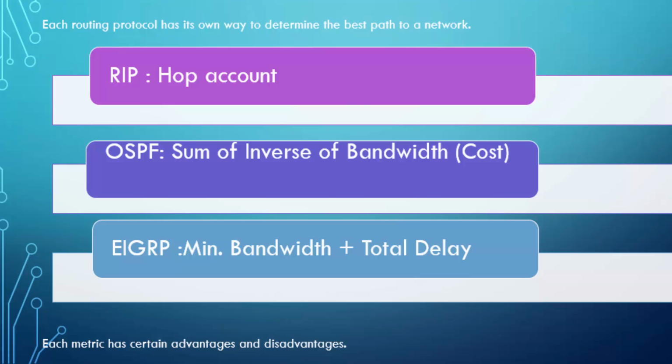RIP, as a distance vector protocol, needs to advertise the whole routing table at regular intervals, and we're going to see that in the very near future. The drawback is that it makes everything very inefficient and slow. When we are talking about OSPF, we're talking about the inverse of bandwidth, that is, cost. And when we are talking about EIGRP, we are talking about bandwidth and delay. Each metric has certain advantages or disadvantages.